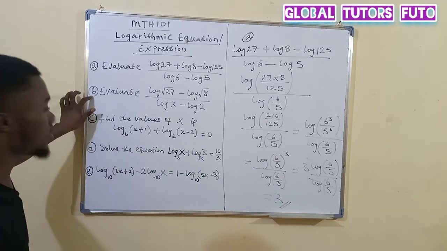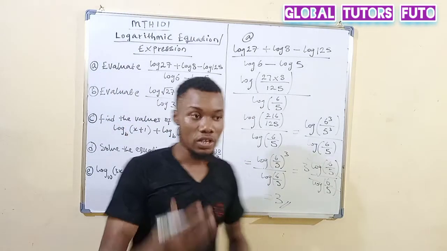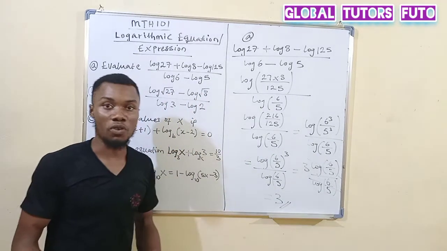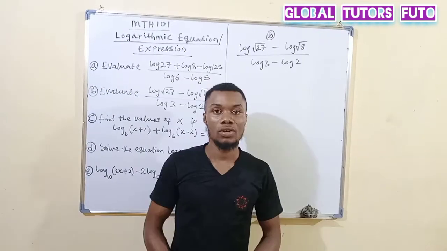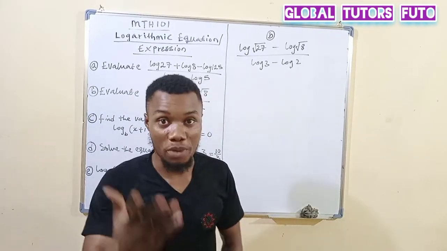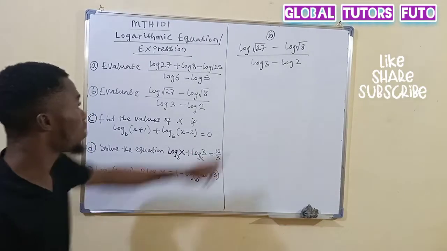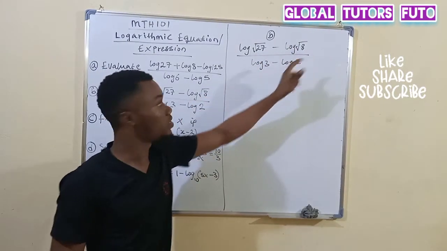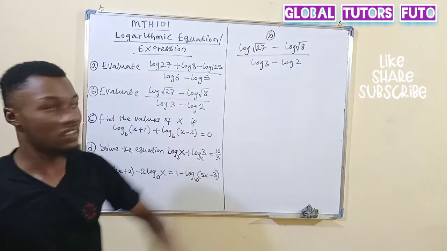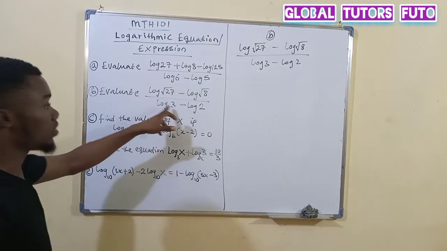So now look at question number B. I will expect you to solve question number B before we proceed. Okay, now let's continue from where we stopped. I hope you have solved the question. I told you that when you see a negative between two logs, it means this over this. When you see addition, this times this. So what we have is log 27 minus log 8 over this.